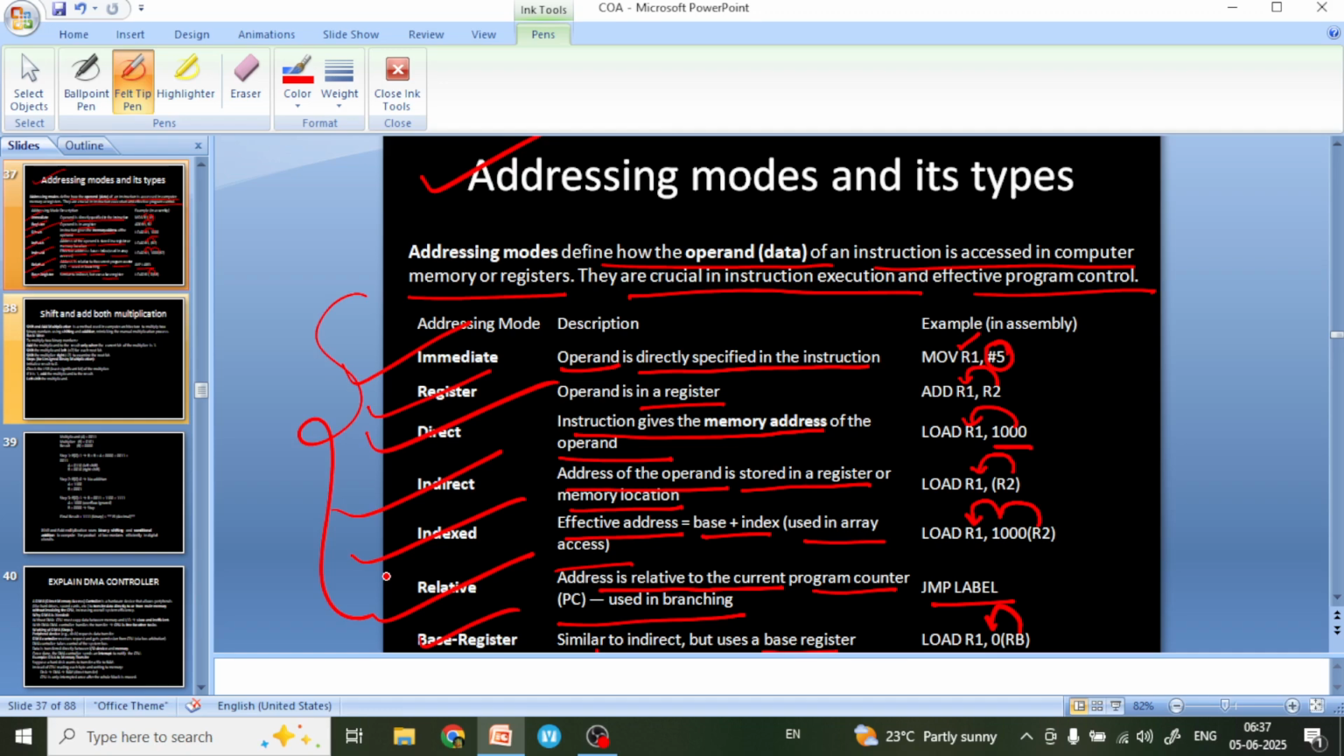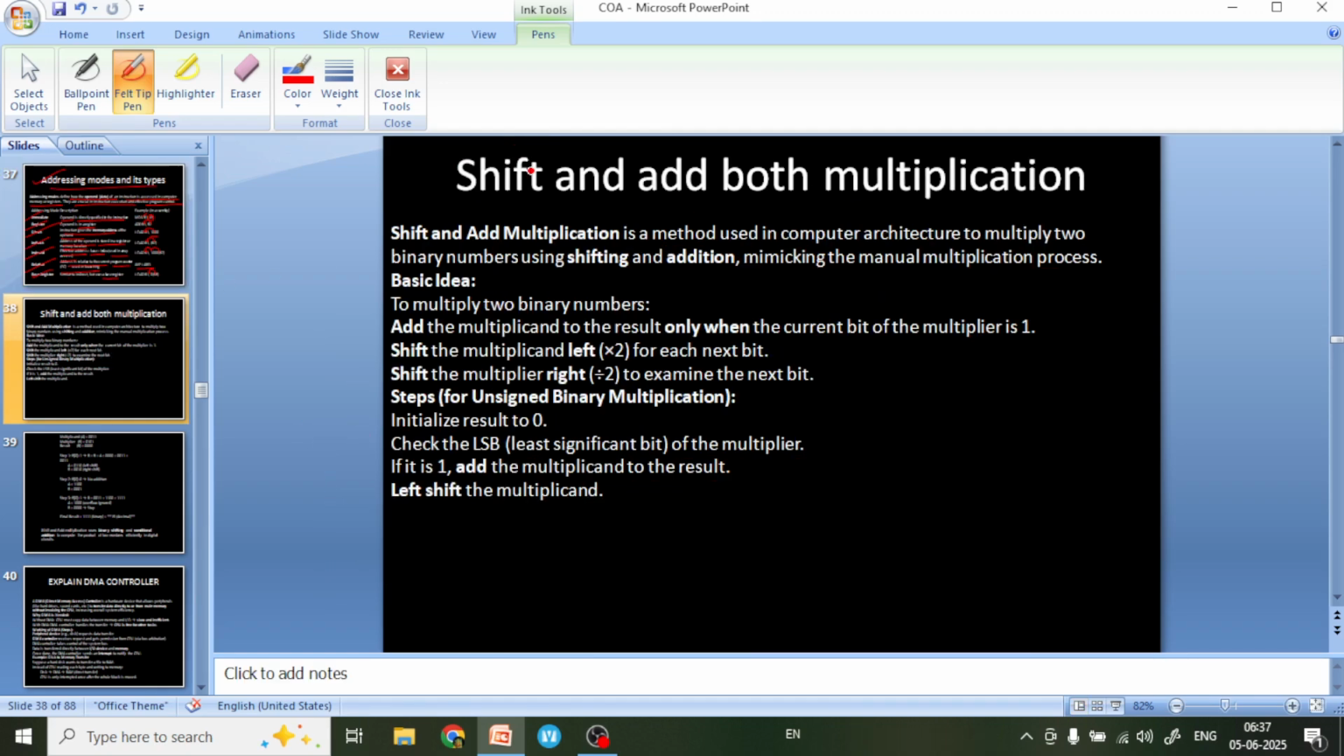It's a very important topic, addressing modes and their types. Now next is shift and add multiplication. Shift and add multiplication is a method used in computer architecture to multiply two binary numbers using shifting and addition, mimicking the manual multiplication process.